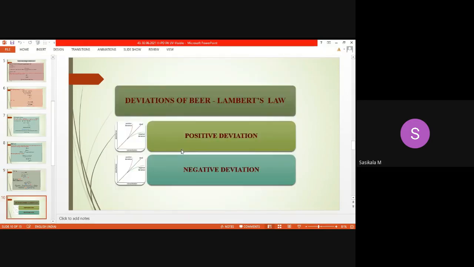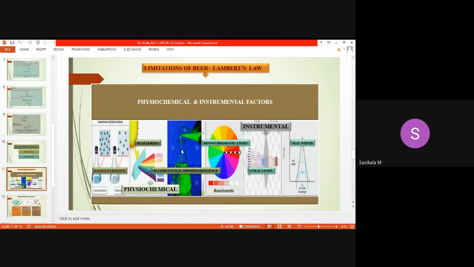And then we have seen deviations, positive and negative deviations. It is based on the concentration of the sample. When concentration keeps on increasing, absorbance will not always increase with the concentration. Only up to some limit it will increase or decrease. That range is called the linear range. That means only in linearity does it obey the Beer-Lambert's law. So we need to find out what is positive and negative deviation. Quote some examples for that. And physicochemical and instrumental factors or limitations for Beer-Lambert's law. So what are the physicochemical parameters and what are the instrumental parameters we have seen?